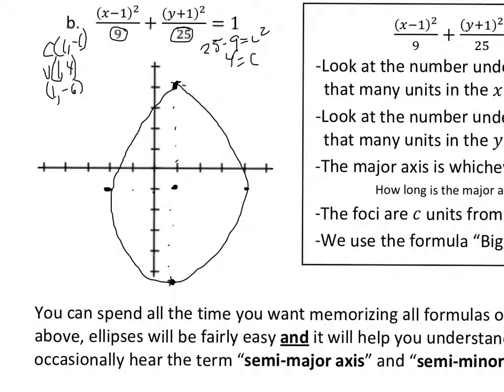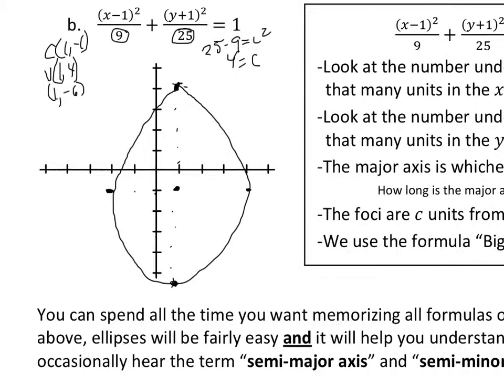All right, so now our foci, we figured out c is 4. So our foci, we go up 4 and down 4 from the middle. So our foci are then at (1, 3). Is it always going to be one away? No. And (1, -5). It just happened because of the a and b here, but it won't always be one away. It depends on how far apart a and b are.